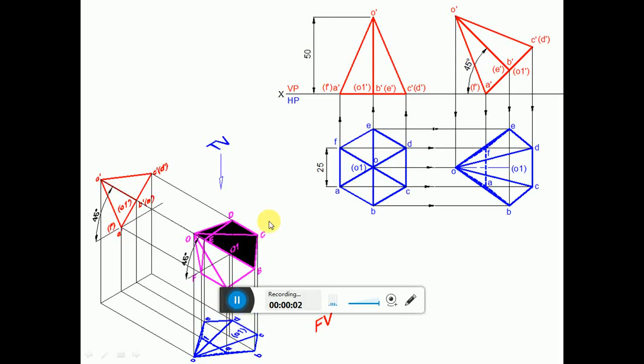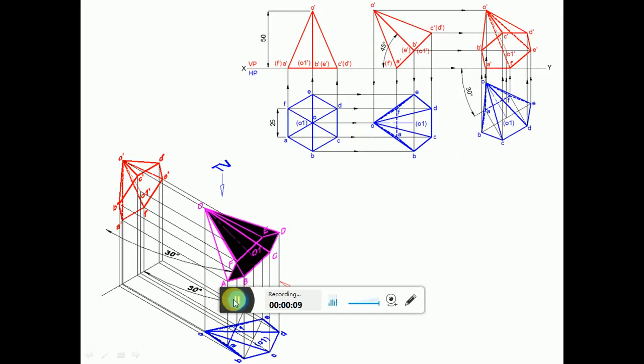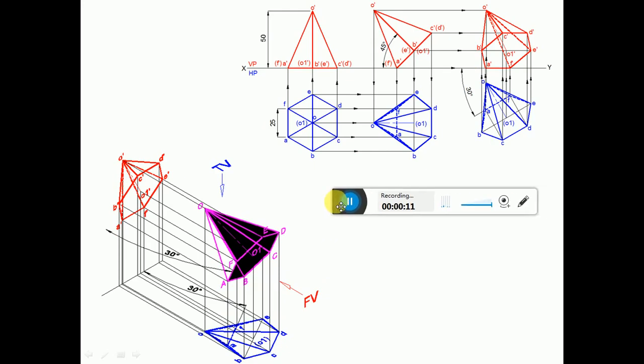We are continuing with the same problem with another position. So here the edge which is resting on HP becomes inclined to VP at 30 degrees. Which is the edge which is resting on HP? The edge which rests on HP is A dash F dash, because that is the edge which is on the XY line. So this edge is parallel to HP.